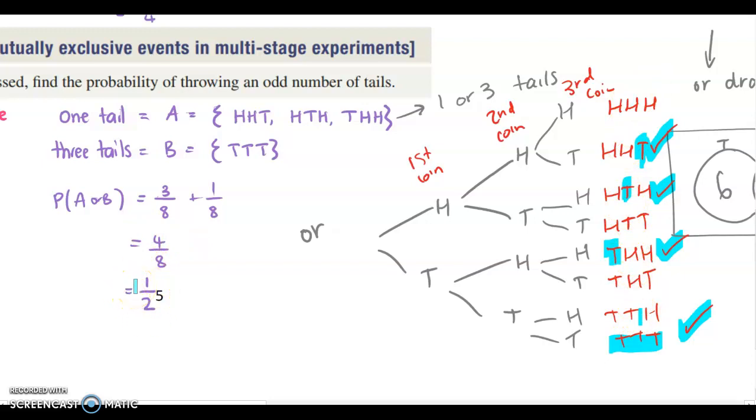Now, if you wanted to break that up into the 2 sections, it's a probability of A or a probability of B, we'd end up with 3 that had 1 tail in it out of 8 and 1 that had 3 tails. And so we've still got 4 out of 8. We've just split it up into the 2, but our final answer for that one would be a half.